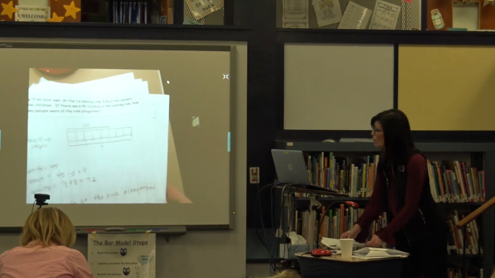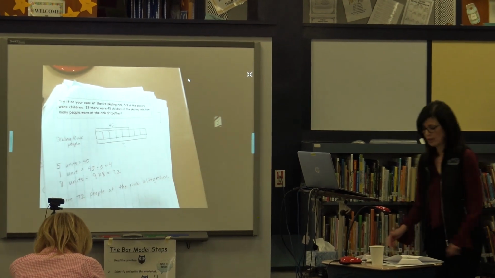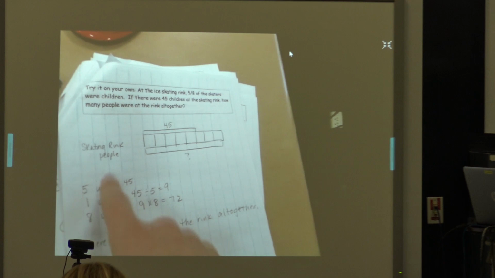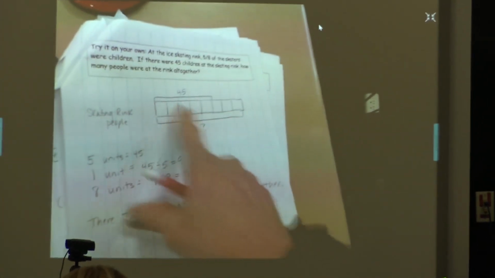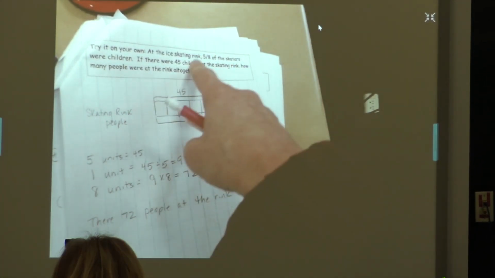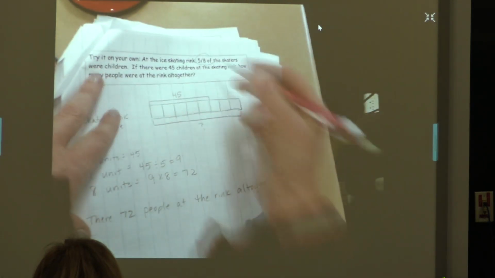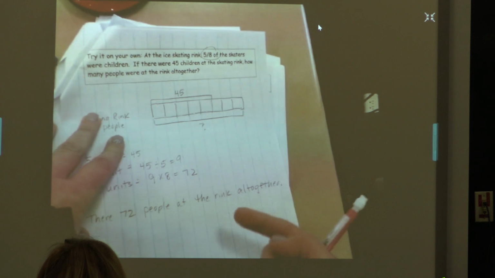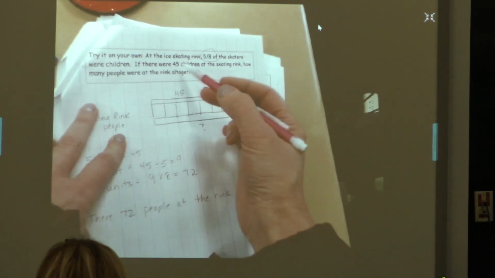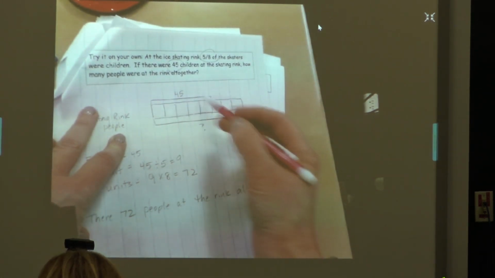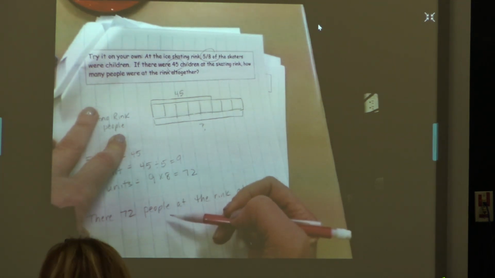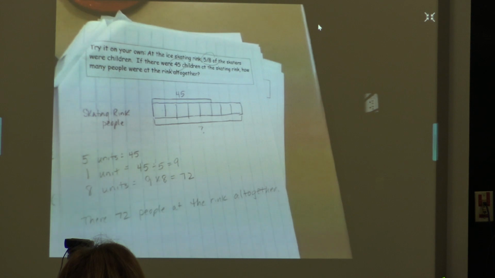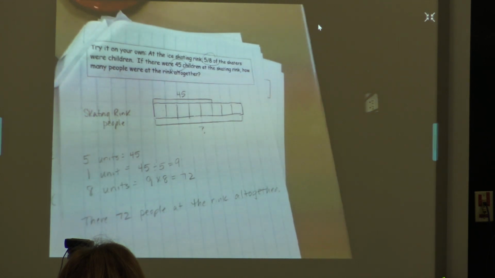All right. So do you have the who and the what? So you could put people at the skating rink. I also have my bar set up where I know there's going to be 8 units to represent the number of parts in the whole. It says 5/8 were children. If there were 45 children, I know 5 of the units equals 45. And the question is, how many people are totally at the ice skating rink? Similar to the other problems, can you see how it would be really important to figure out what 1 unit equals?